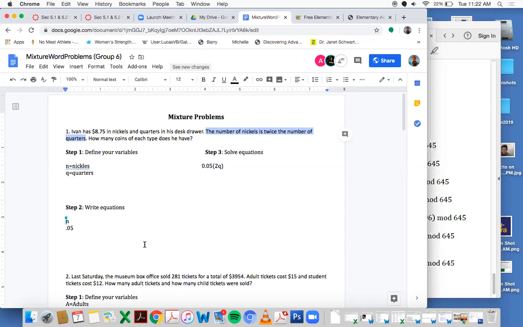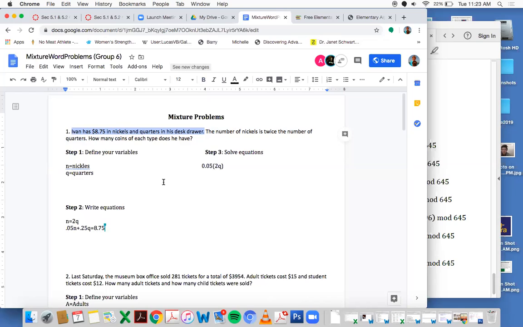So it'll be n equals 2q, like that? Mm-hmm. Okay. And now the money equation. Okay, so we have the nickels and the quarters are going to add up to $8.75. Okay, so yeah, the 0.05 goes next to the n. So you're going to have 0.05 n, plus 0.25 q. Because you're given a value to each of the coins. Exactly. That's good for the second equation.